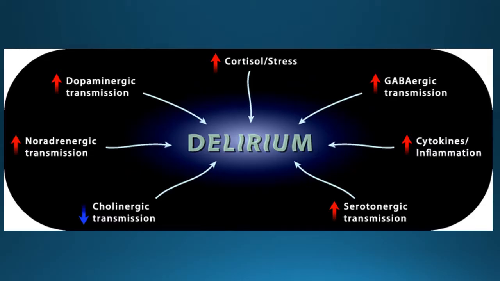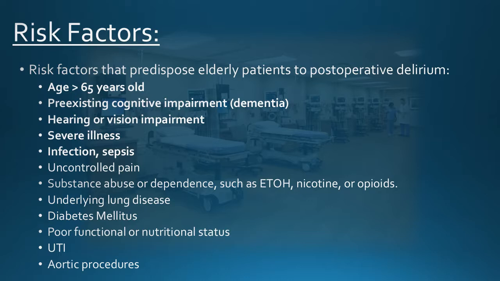Here we see the different neurotransmitter imbalances that have been associated with postoperative delirium. Notice that the only transmitter with decreased activity is the cholinergic neurotransmitter acetylcholine. Risk factors for postoperative delirium are plentiful and need to be assessed in the preoperative setting.